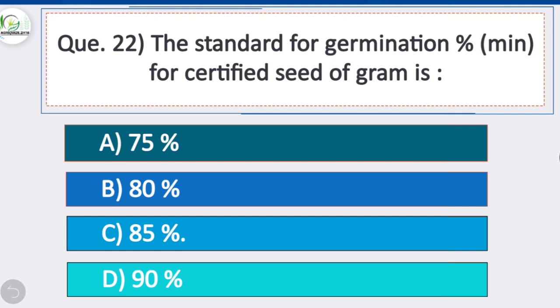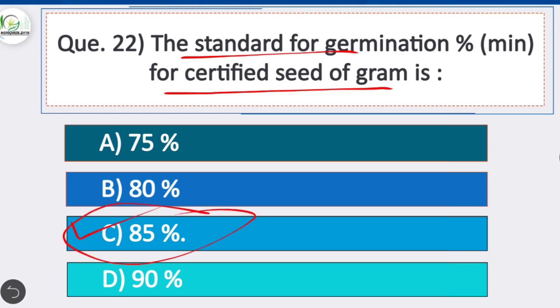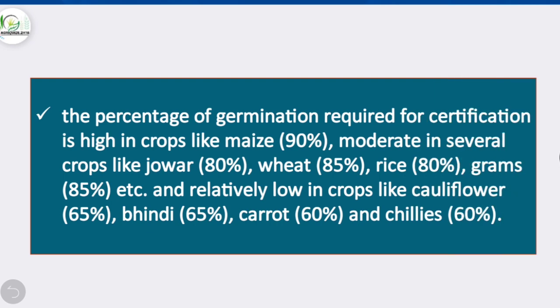Next question, question number 22. The standard for germination percentage or minimum percentage for certified seed of gram is, option C is correct, 85%. The percentage of germination required for certification is high in crops like maize, that is 90%, moderate in several crops like jowar, that is 80%, wheat 85%, rice 80%, gram 85%, etc. And relatively low in crops like cauliflower 65%, bhindi also 65%, carrot and chilies 60%.